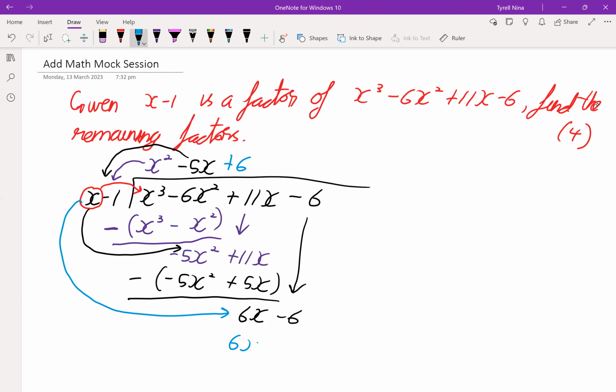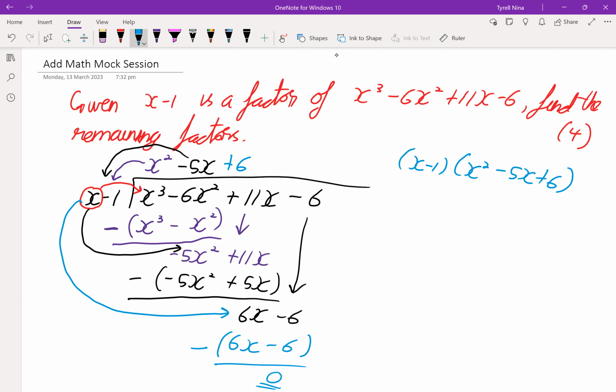Both of these get 0. Now the goal is always to remember that if it's a factor, we should get the remainder as 0. If you didn't get the remainder as 0, you did something wrong, right? Now a lot of people stop here. This is not where you stop. You'll have x minus 1, and you'll have x squared minus 5x plus 6. A lot of people stop here, don't, all right?